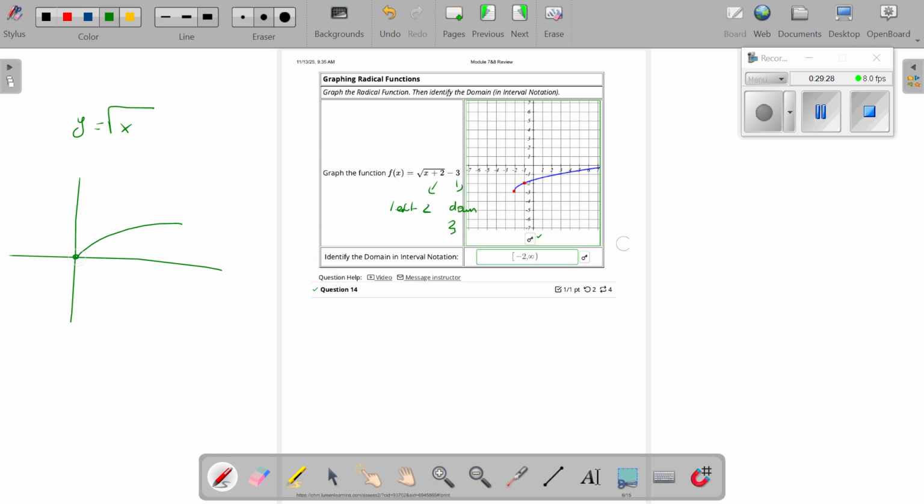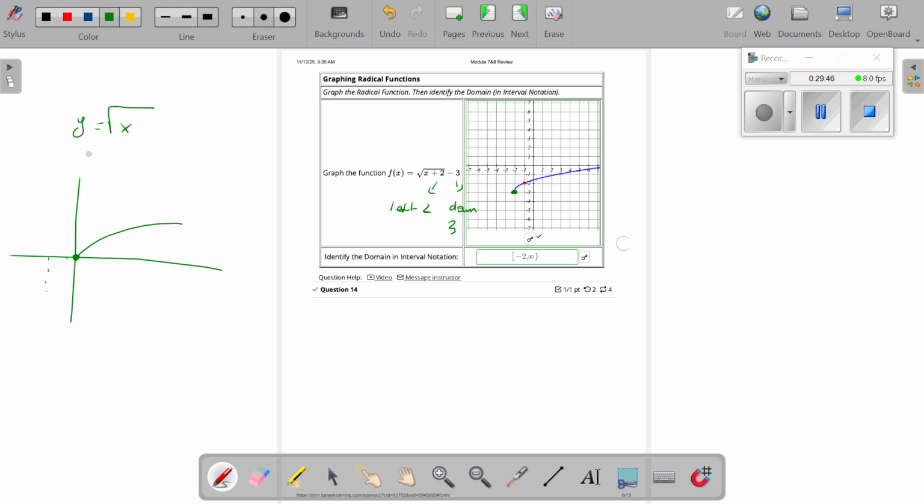So this first point of the function, which is called the vertex of the function, will be moved 2 to the left and 3 down. As you see here, you move 2 to the left and 3 down. This is the first point of the function. What is the next point?